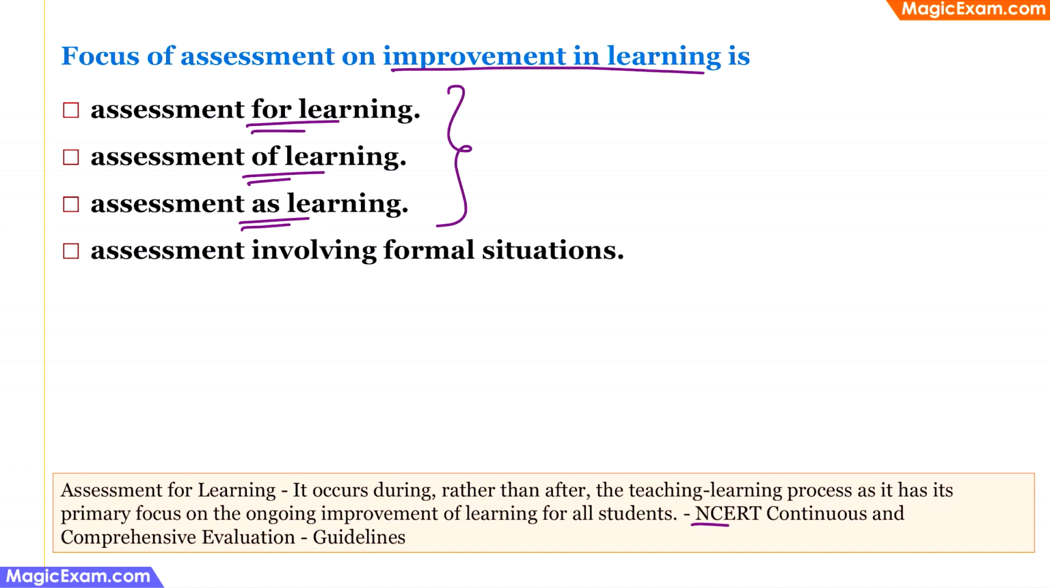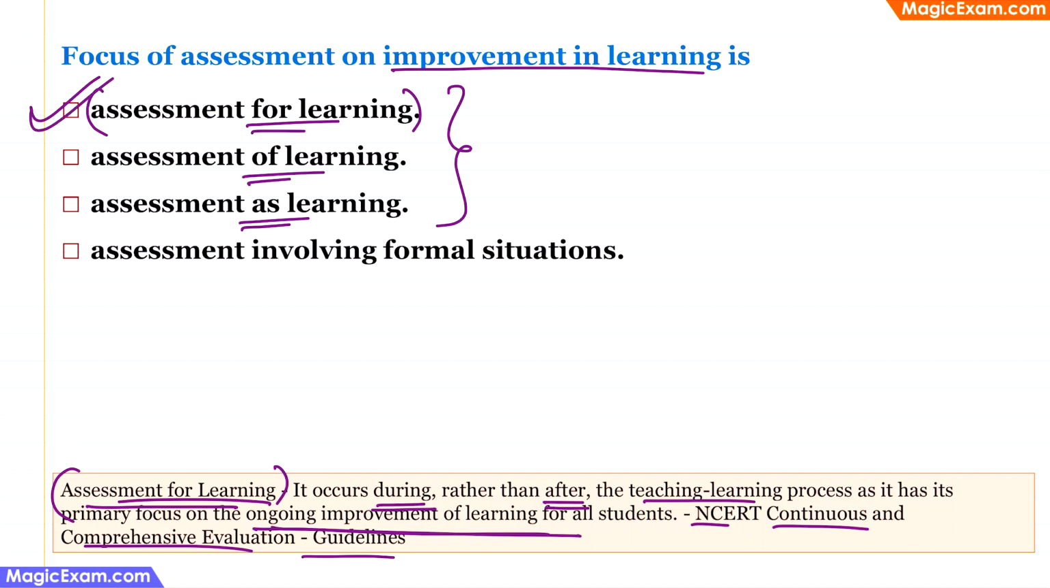Now if we refer to the NCERT Continuous and Comprehensive Evaluation Guidelines, there is a mention that assessment for learning, which happens during rather than after the teaching and learning process, has a focus on the ongoing improvement of learning. Therefore, here the correct answer is assessment for learning. Therefore, assessment for learning, that is option 1, is the correct answer here.